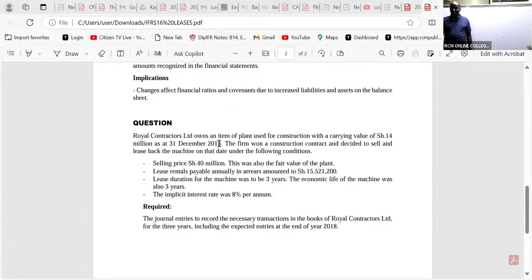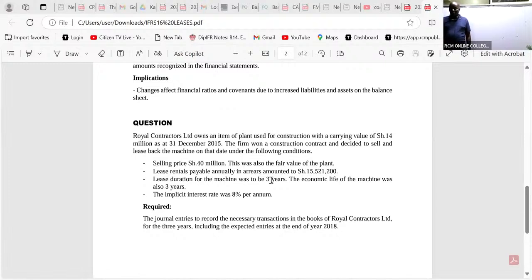Royal Contractors Limited owns an item of land used for construction with a carrying value of 14 million as at 31st December 2015. The firm won a construction contract and decided to sell and lease back the machine on that date under the following conditions. The selling price is 40 million. This was also the fair value of the plant. Lease rentals payable annually in arrears amounted to 15,521,200.